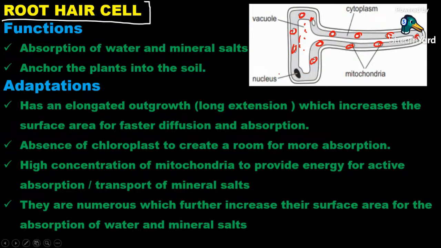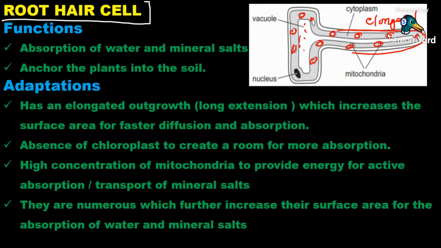Okay, so now what are the adaptations? Since we are saying absorption of water and mineral salts for the root hair cell, or anchoring the plant, but the main function here, let us focus on absorption of water and mineral salts. What are the adaptations that the root hair cell has? What are the special features that enable it to absorb water? By the way, this is called an elongated outgrowth.